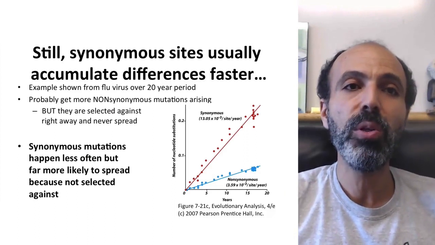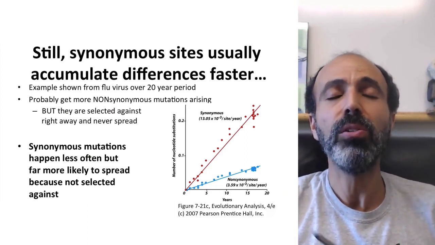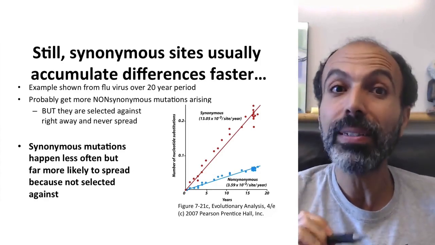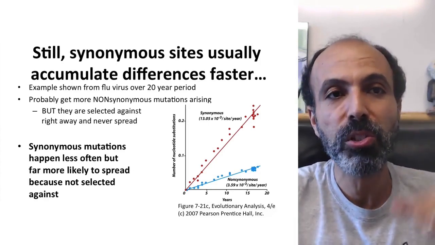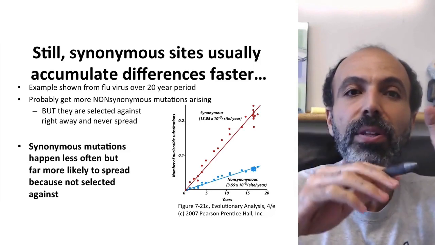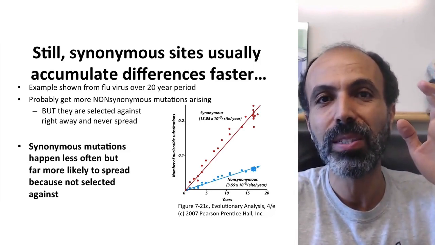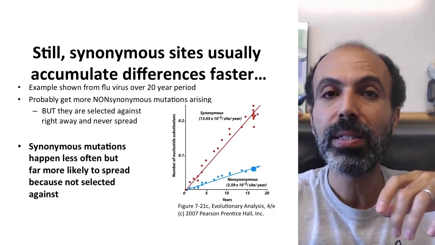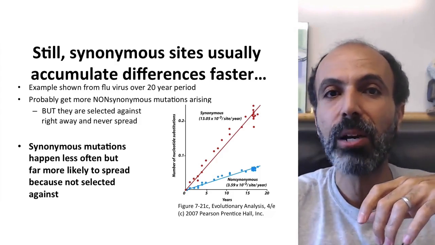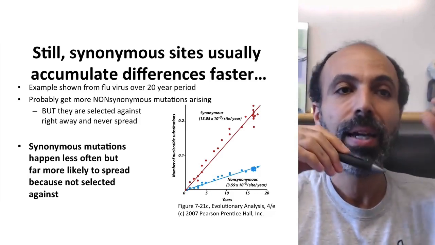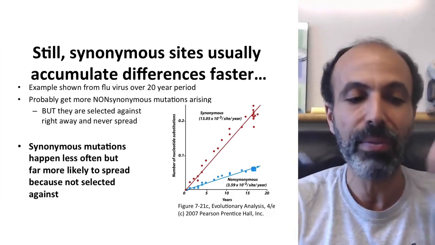Still, even though that's true, synonymous sites usually accumulate differences faster. When you look between species, typically speaking, you see more synonymous changes than non-synonymous changes, even though from mutation alone, there should have been more non-synonymous. What does that tell you? Well, that tells you that probably a lot of those non-synonymous mutations are bad, and they don't actually get the opportunity to spread. In contrast, the synonymous changes do have this opportunity.